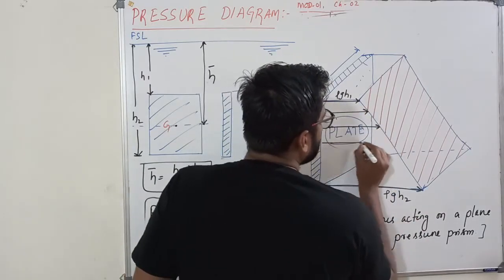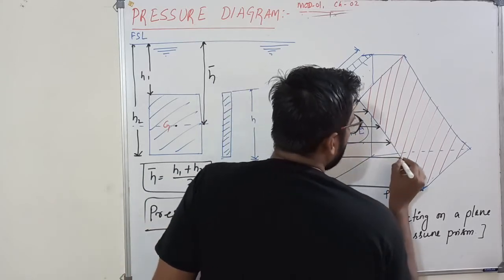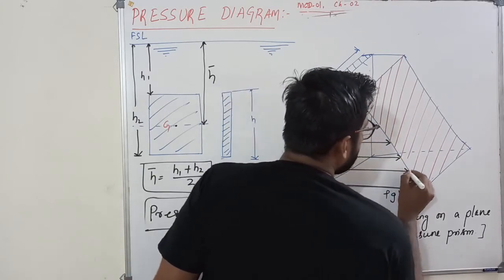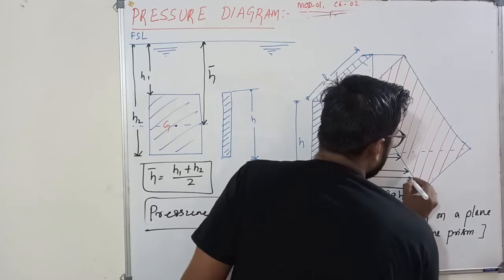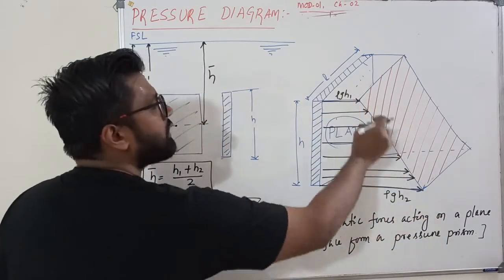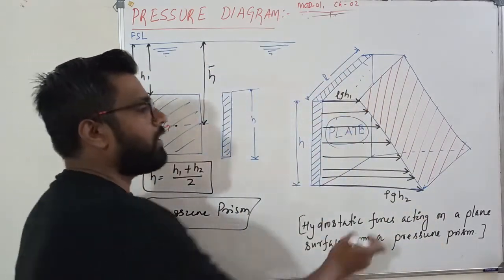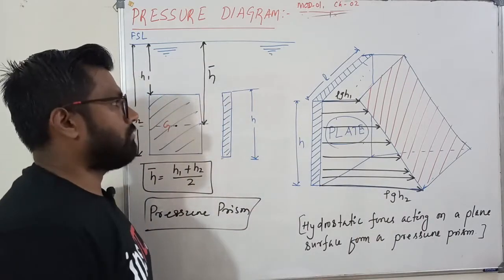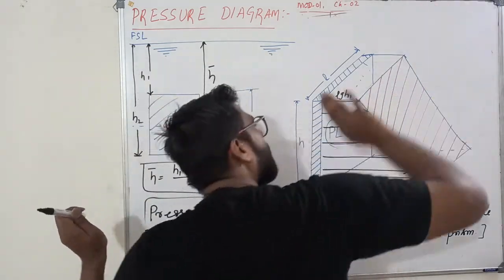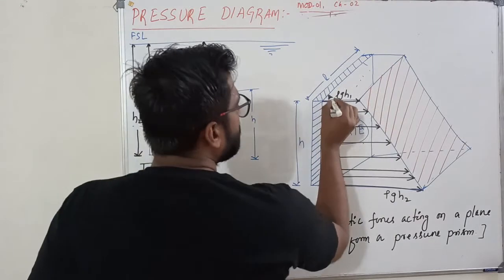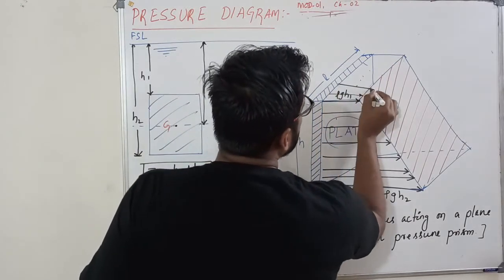And this arrow mark shows the intensity of pressure. As the depth of immersion increases, the intensity of pressure also increases, rho g h1 being on the top and rho g h2 being on the bottom. Okay, so this is valid for the entire length of the surface too. So these all are your pressure.